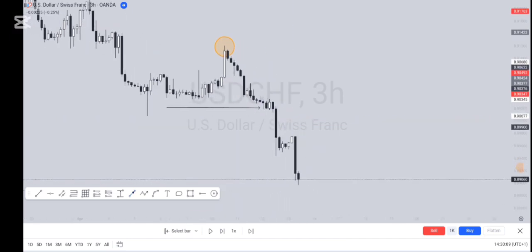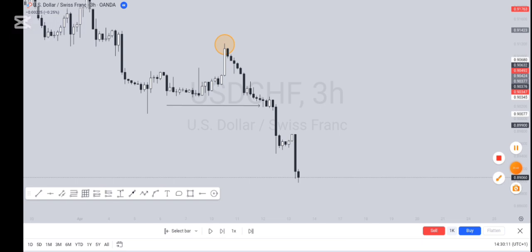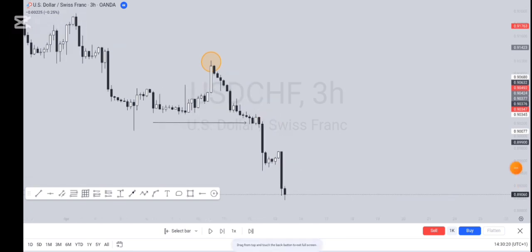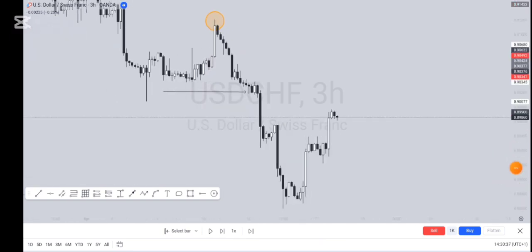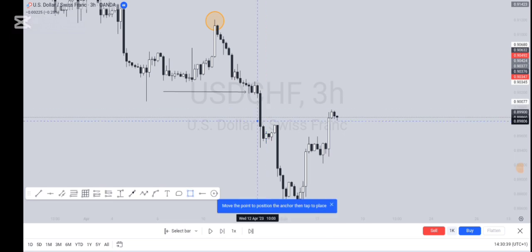You understand? There's more than 3 candlestick close. You can see 1, 2, 3, even kept on going all the way lower. You understand? Now let's look at what the market did next after that. The market created another high and went to this FVG zone over here, right?